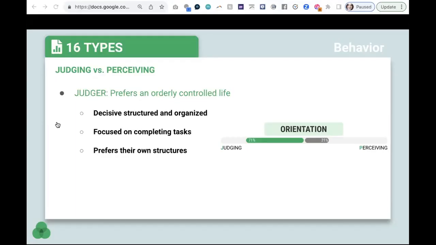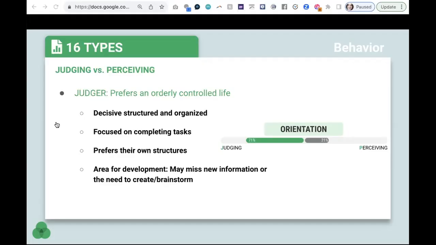But with J's, not only do they prefer structure, they are very partial to their own. So it can be very hard for them to shift into other people's structure. Even two J's together may be in conflict because they're really attached to their structure, right? Their area for development is that they may miss new information or the need to create and brainstorm. I'll share with you what this looks like in a team way in a little bit. But again, you want to make sure that you're not rushing to spreadsheet, rushing to listing, rushing to tactics and transaction before you've had necessary conversations.